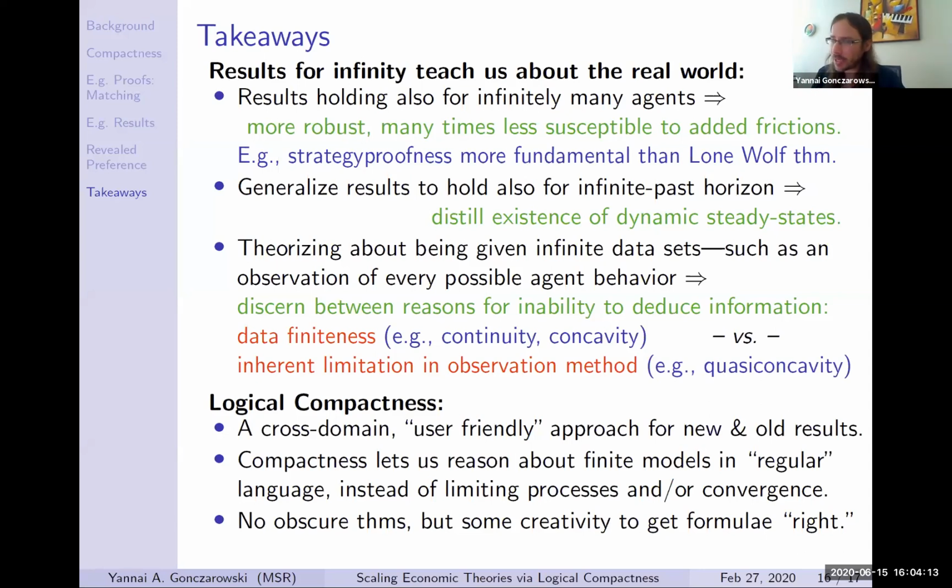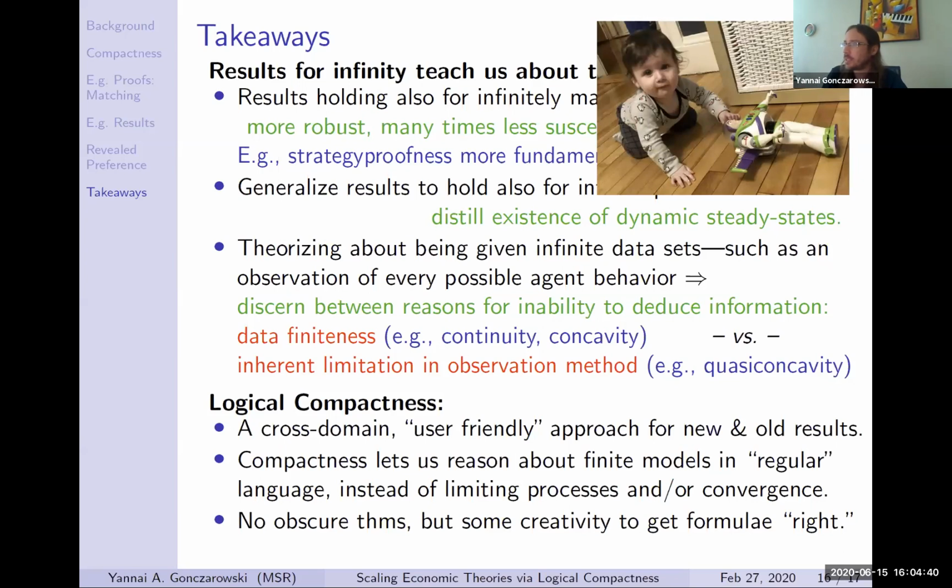And logical compactness is a cross-domain, user-friendly approach for old and new results, as I've shown you. It lets us reason about finite models in regular language. We don't need a limiting process. We don't need weird topological structures. We don't need convergence. It's pretty straightforward. I mean, there is an art to getting the formulas right, but you don't need any obscure theorems. You just need some creativity. You need to be careful, as I said, about not accidentally assuming that you can have infinite formulas.